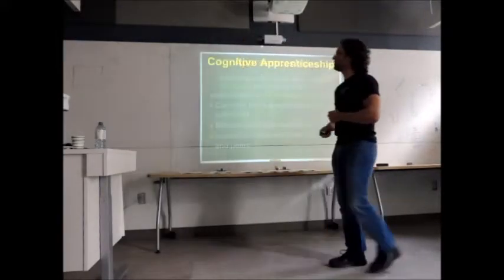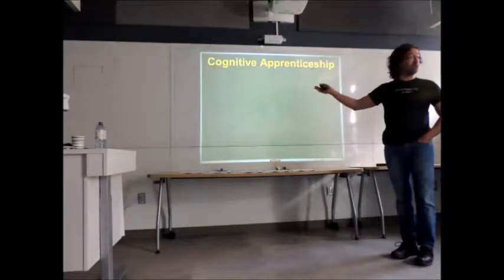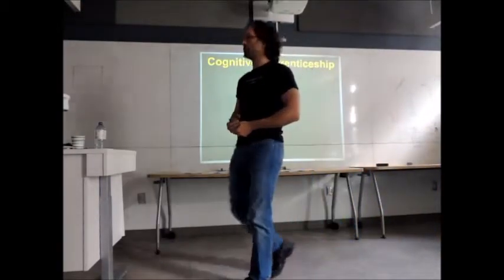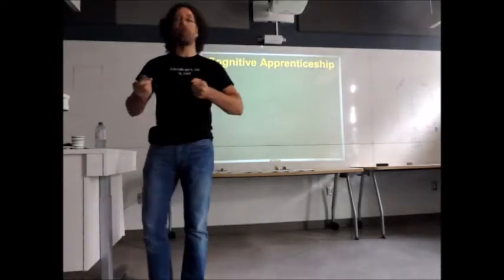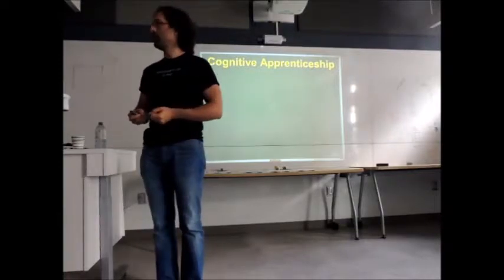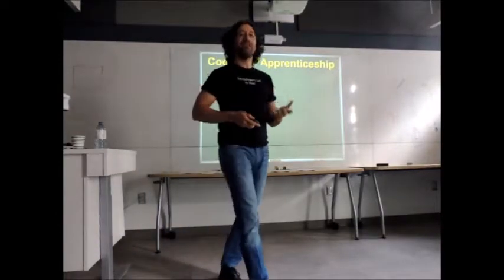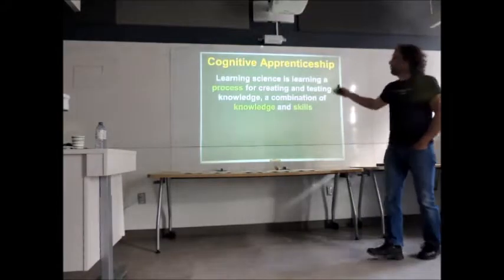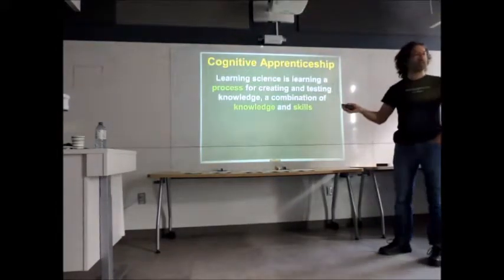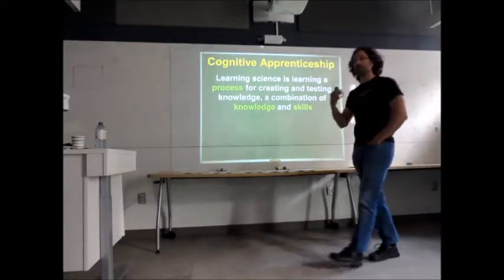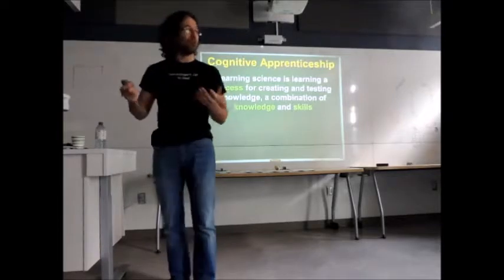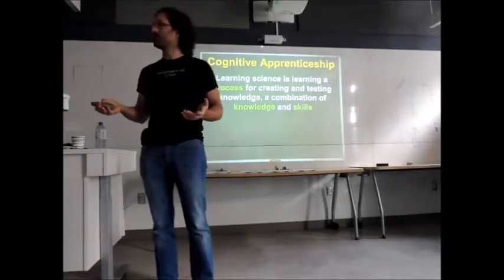Now, let's think about what we are trying to do. We are putting our students through a cognitive apprenticeship. Often, there are no physical, tangible things to be constructed. We are constructing knowledge and ideas. Learning science, we want our students to learn a process. Science is a process for the construction and testing of knowledge. And it combines knowledge and skills.